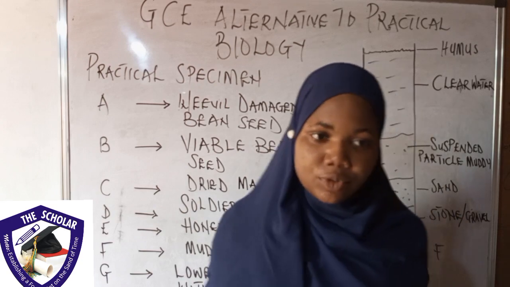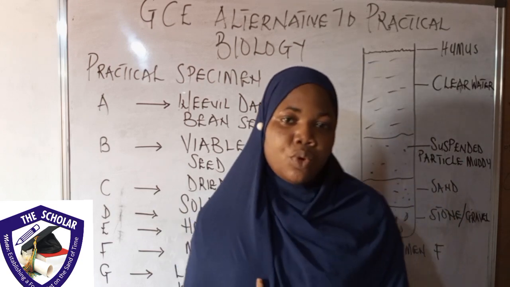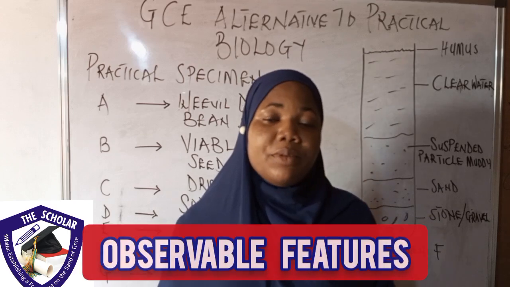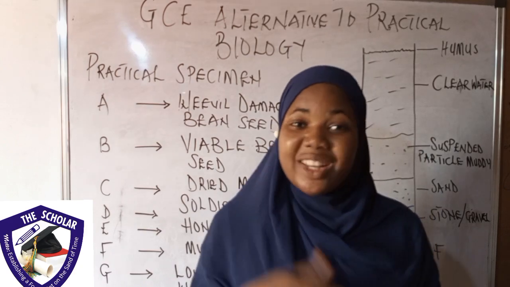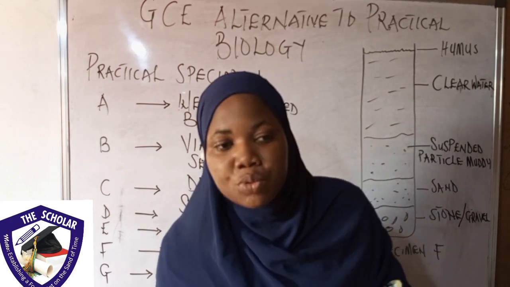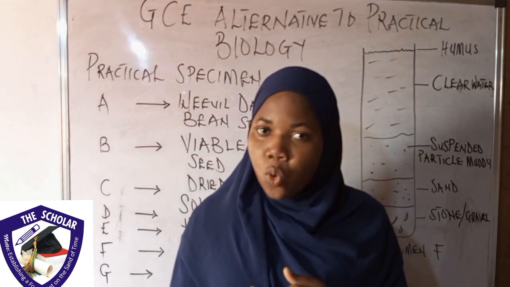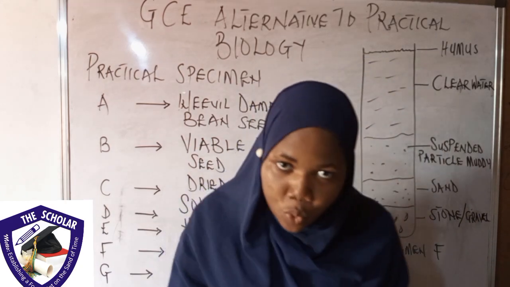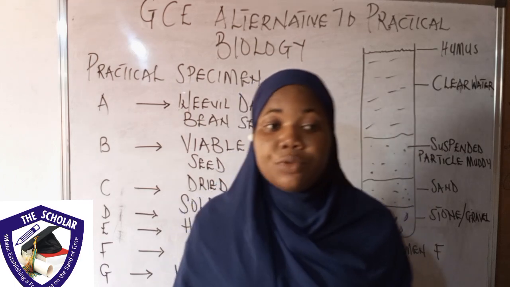Now you might be asked, okay, this bean seed given to you, what are the observable features that you can see? When they're asking for observable features, it means things that you can see, that you don't need a microscope for. Number one, it is a damaged bean seed, so I must see a hole. There is always a hole that shows that this bean has been damaged by a weevil. You see the presence of the hole.